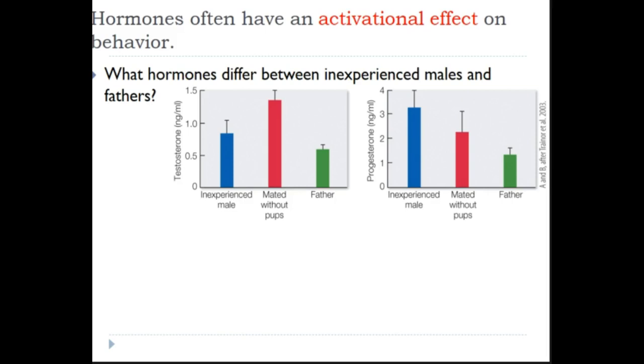So the mated without pups bars are a little bit confusing, but again, these are guys that probably have just mated, but their pups wouldn't have been born yet. So in any case, I think the interesting bars to compare are the inexperienced males, so these are basically the virgin males that have not had the opportunity to mate, versus the fathers, which are over here, which are individuals that have had the opportunity to mate and do have pups already. And if you look up there, what do you see for testosterone and what do you see for progesterone? Do you see differences across them? Or where do you see the biggest difference?